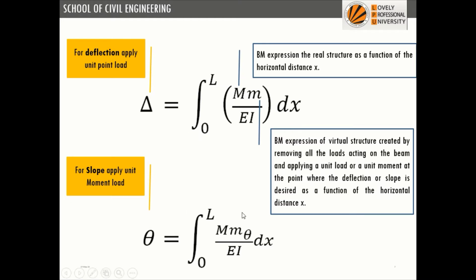Suppose we want to calculate the slope, what we have to do, instead of applying unit load, we'll apply unit moment. So always remember that when we calculate deflection in a beam, we'll apply a unit point load at the point where we want to find the displacement. And suppose we are interested in calculating slope, we'll apply a unit moment in the virtual structure.